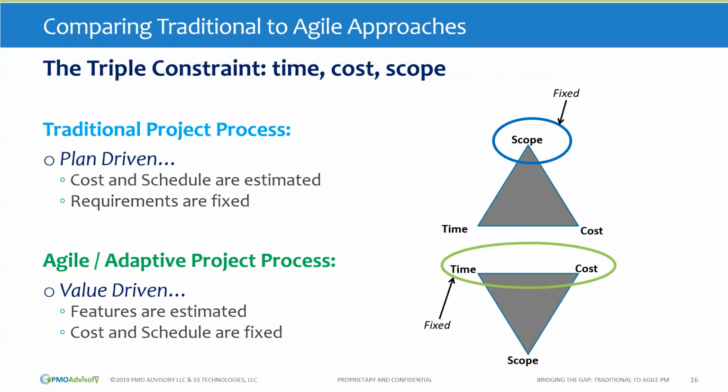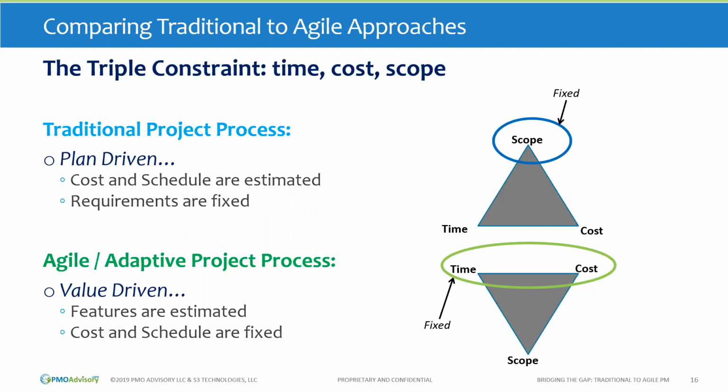Okay, so let's compare what that triple constraint looks like for traditional project management and Agile or adaptive project management. So in the traditional approach, we have a fixed scope, which means at the beginning of the project, we say, this is what this project is about. Here is the end result. Here are the features or the requirements, what we need, the product, service, or result. And that is defined up front, and it's fixed.